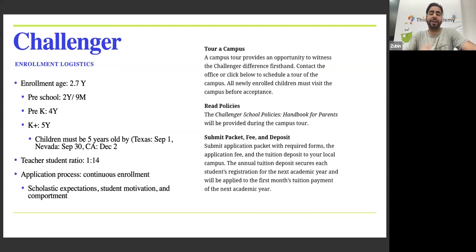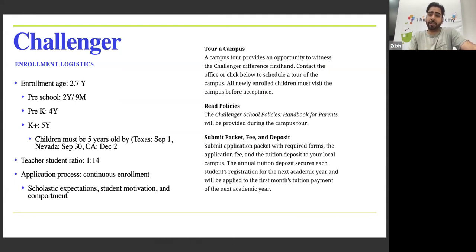And for California, it's by December 2nd. I don't know why those differences might be, but they are pretty strict in terms of their recruitment for students. The teacher-to-student ratio is slightly better. It is 1:14 on the Challenger campuses. Now, this is an average, of course. Each campus varies by the location.